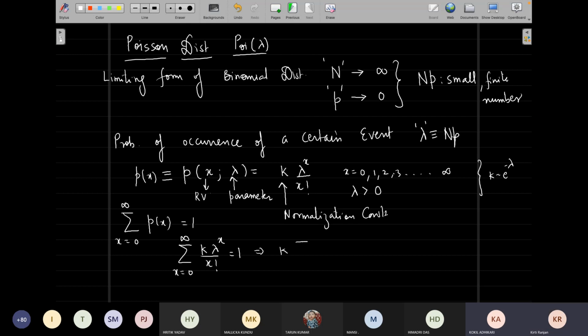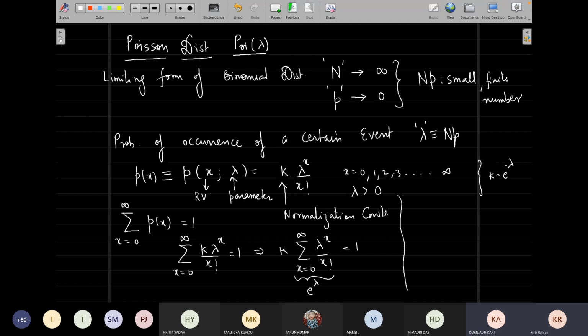Now k is a constant. Of course, I can take it out, leaving the sum of lambda^x over x factorial. So what is this guy? e to the power minus lambda, or e raised to power plus lambda? So e to the power plus lambda.